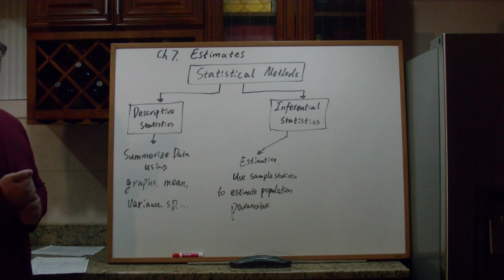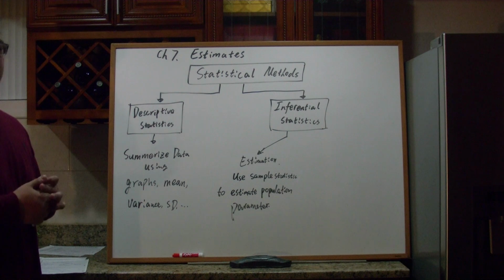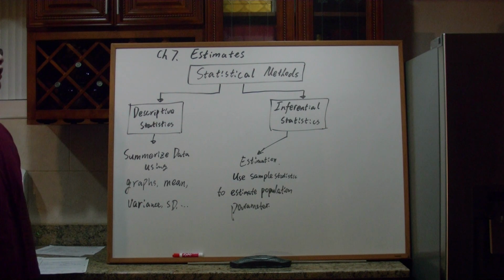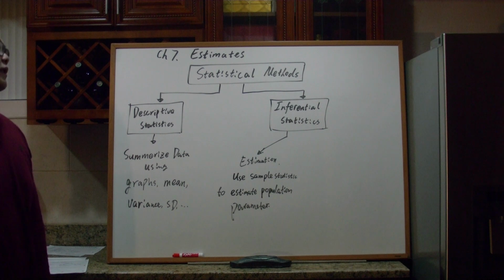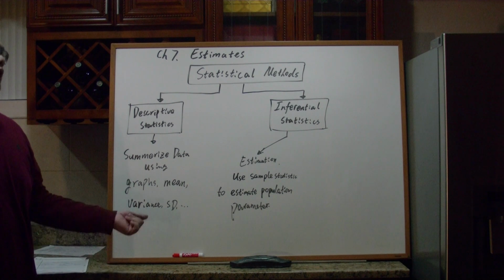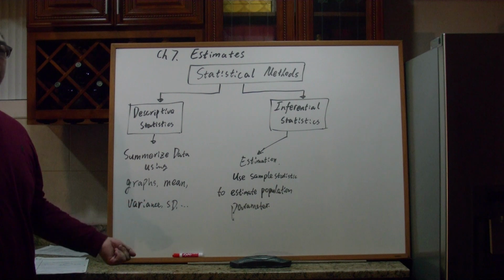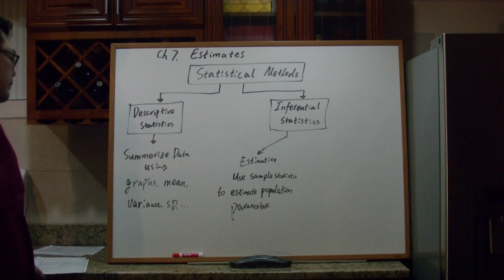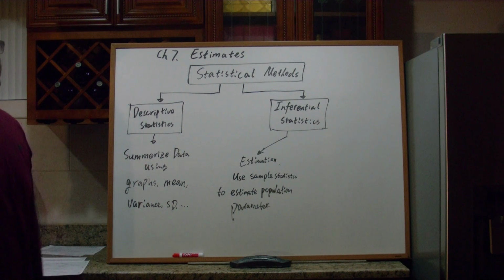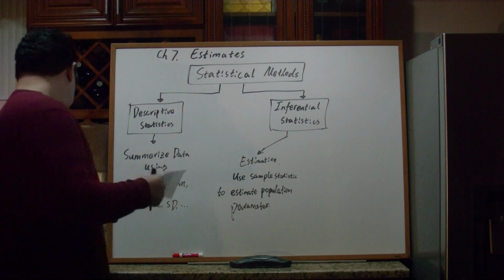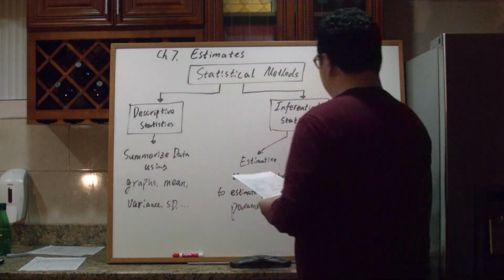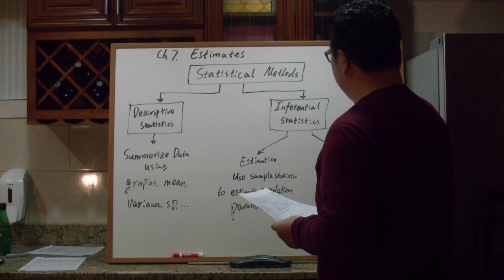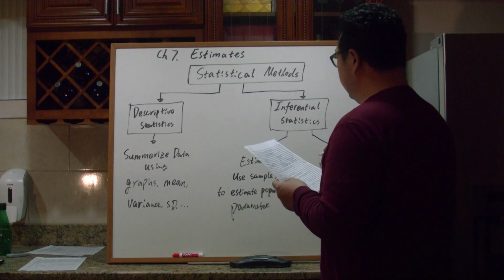It could be using the sample mean to estimate the population mean, using the sample standard deviation to estimate the population standard deviation, or using the sample proportion to estimate the population proportion. So that is the estimation. Of course, we'll see the detail later soon. And another part, which we will see in the next chapter, is hypothesis testing.